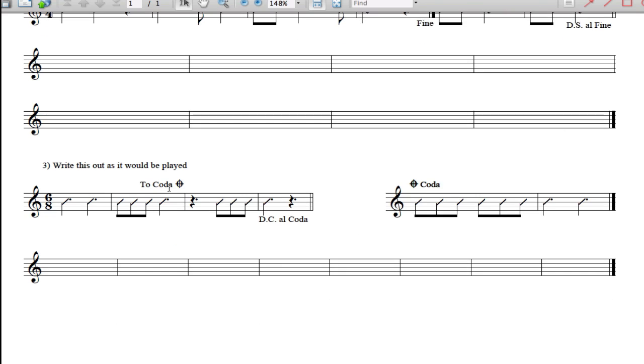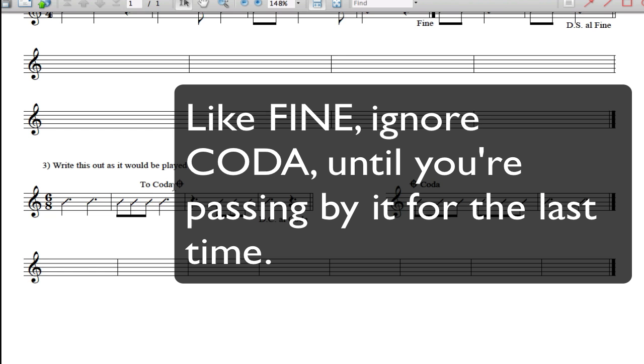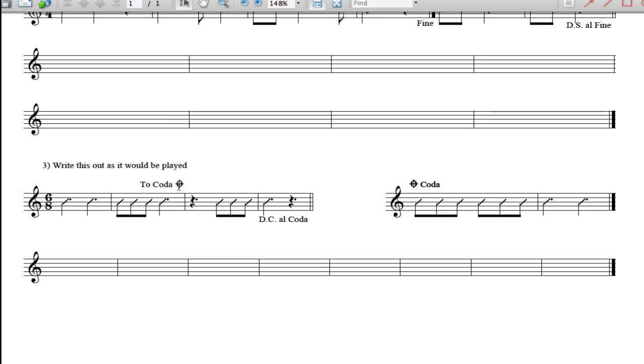Last but not least, we have the coda. The coda is a section that's tacked onto a longer piece right at the end. So here's how we would start. We would start at the beginning, play forward, ignore it the first time, again, because if we did it then, we would never play this music here. So just the way you ignore fine the first time, you always ignore the coda symbol the first time.